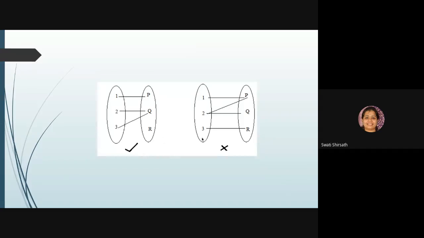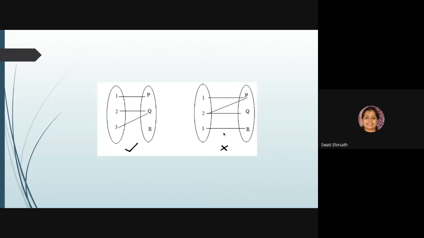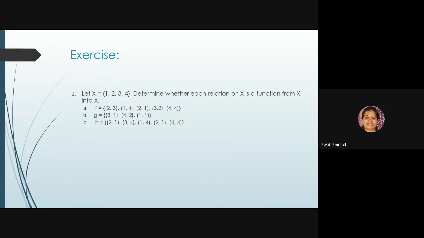Now this is an example where I was talking about which you should call a function and which you should not call a function. So see, 2 and 3 are mapped to Q. So this is a function. Even if this R doesn't have any mapping from this, then also we are calling it a function. Then a mapping where a single element is having two outputs, we are calling it not a function. Okay, is that clear? Yes, ma'am.